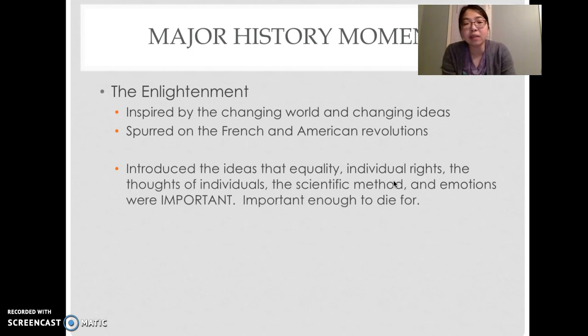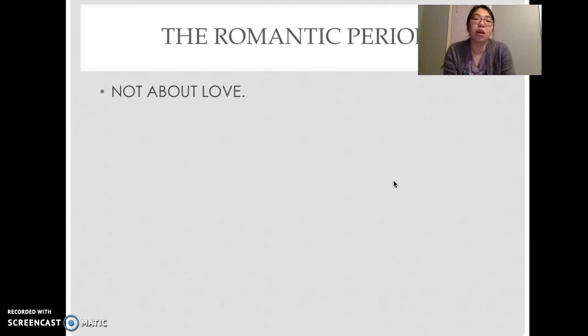So the ideas that were prominent because of the Enlightenment were that people should be equal. People should have equal rights, individual rights. Individual thoughts were just as important as groupthink. The scientific method, of course, and also your own personal emotions are important and should be validated. It was important enough to feel that passion, to die for that passion, because you need that freedom. And then that, of course, spurred on this idea of the sublime.